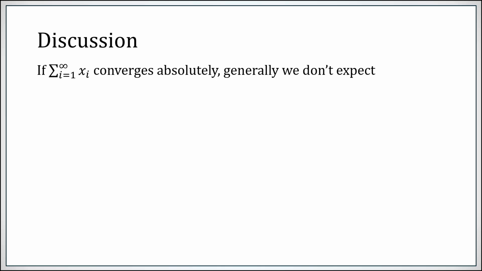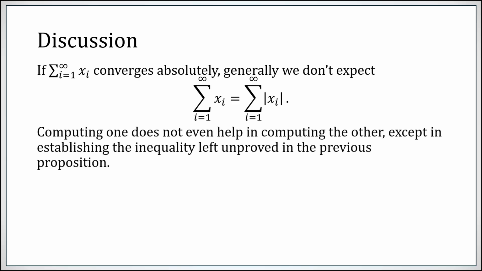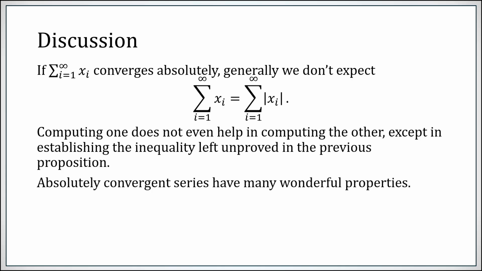So suppose you have a series that converges absolutely. Generally, we don't expect these two things to be equal to each other. Okay, just because one series converges and a series of absolute values converges, you don't think they're going to converge to the same thing. Computing one of them doesn't even really help very much in computing the other, except in establishing the inequality that was in the previous proposition.